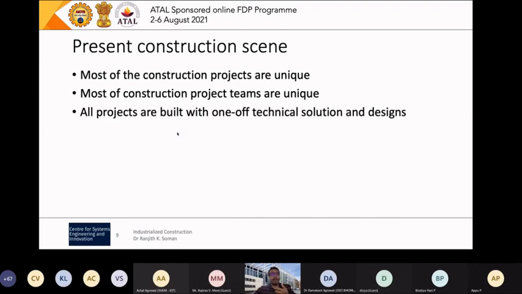And all projects are built with one-off technical solutions. Even though we are doing the same process, let's say how to design a column, which is the same throughout all the kinds of buildings or infrastructure that we create, it's all done from zero to 100% every time. We're not starting from a 50% level, and there are not many existing technical solutions. In simple words, our industry is building a prototype every time. Every time we are creating something new.